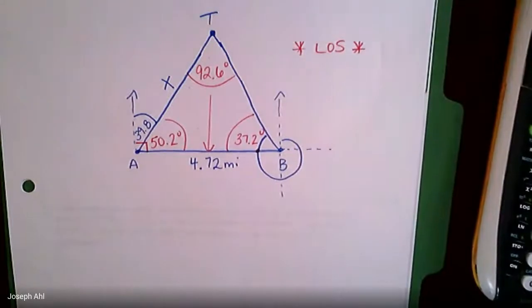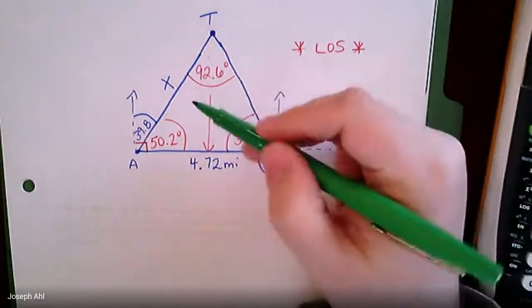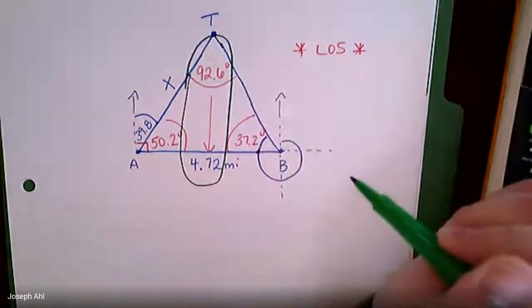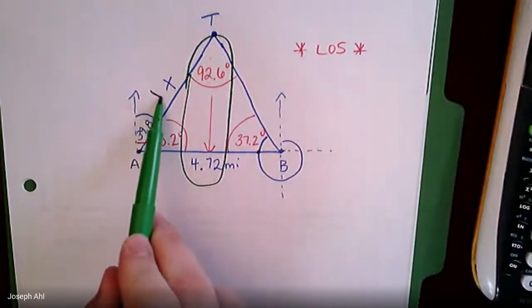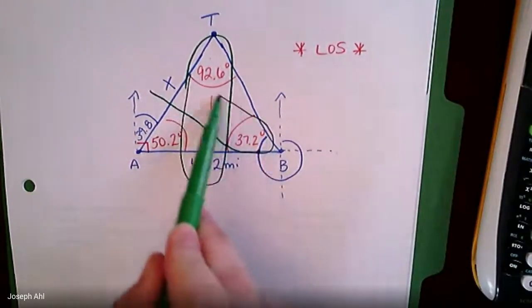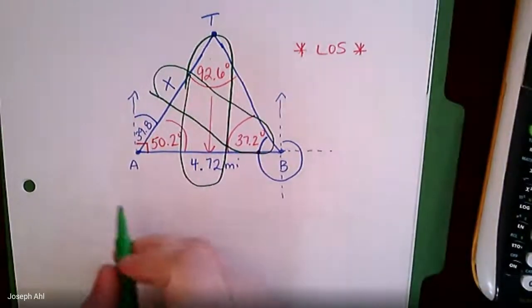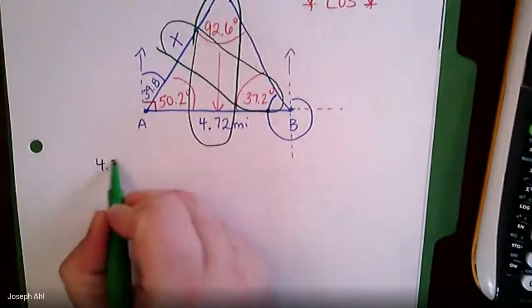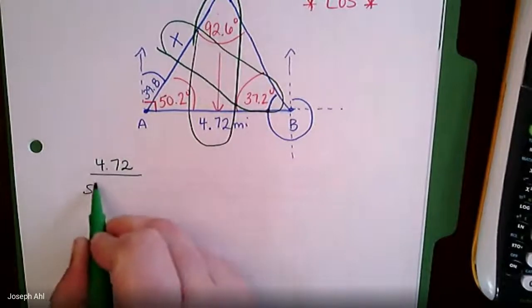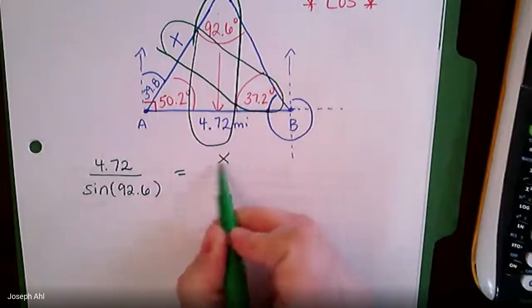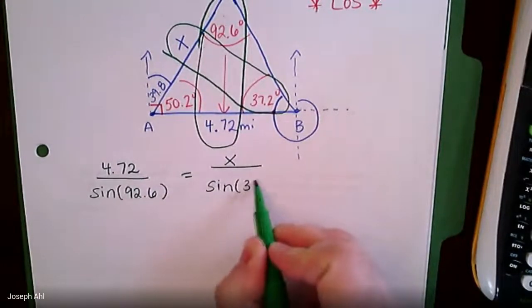Now, we haven't probably touched law of sines in a little while, maybe since that ambiguous case lesson wasn't too long ago. But in this application here, you're going to pair up 4.72 over sine of 92.6, right? That would equal the ratio of x over sine of 37.2. So go ahead and set up your law of sines then. 4.72 over sine of 92.6 is equal to x over sine of 37.2.